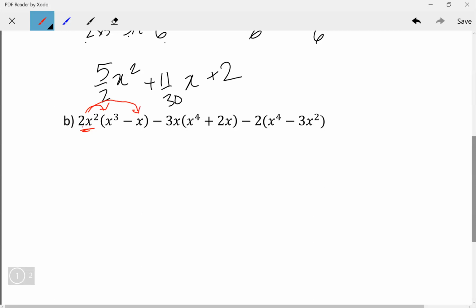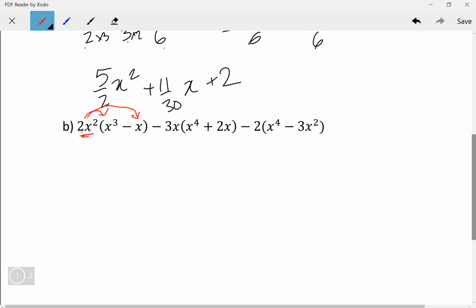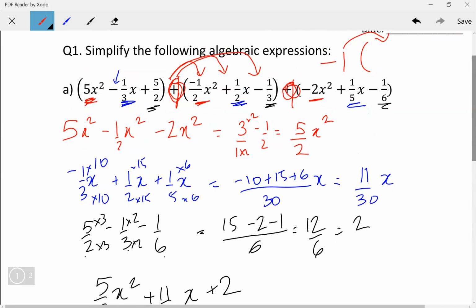So 2x squared times x cubed. Now we'll remember that addition and multiplication are a bit different. What did I do when I added these three terms? I just added the coefficients and kept the same variable. The variable was still x squared. That did not change. Right?